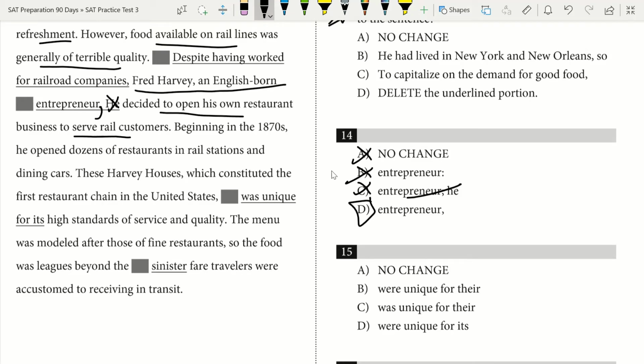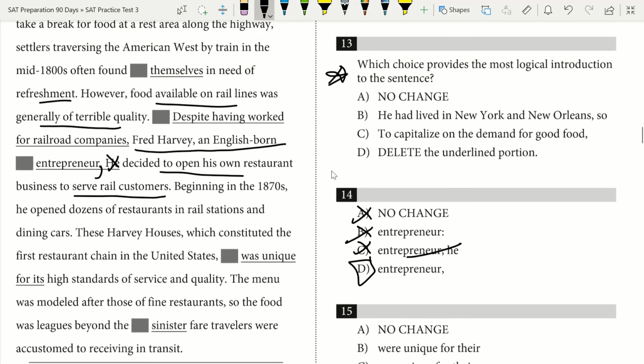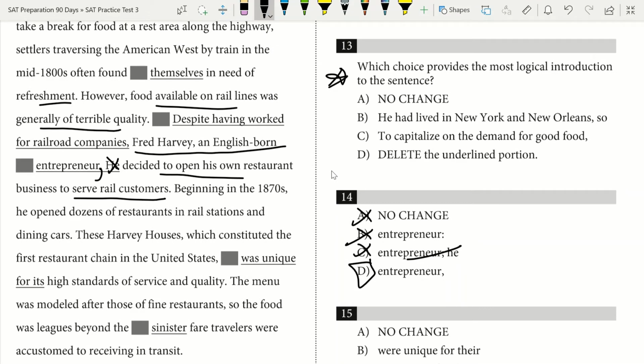Decided to open his own restaurant business to serve rail customers. Okay. Now that's to capitalize on the demand for great food. It's not because he lived in New York or New Orleans or because he worked for railroad companies, and we can't delete it either. We need to have an intro to that sentence. Correct intro there would be C, to capitalize on the demand for great food.